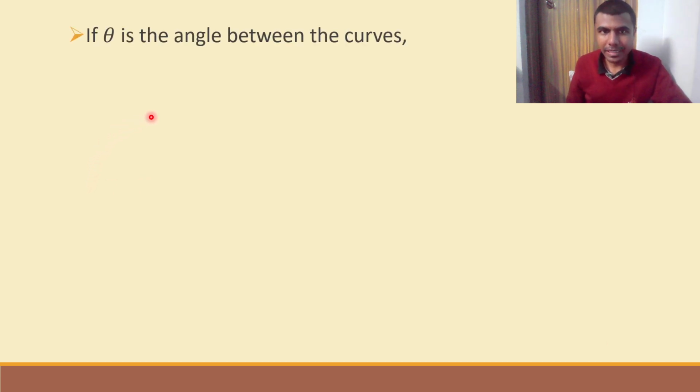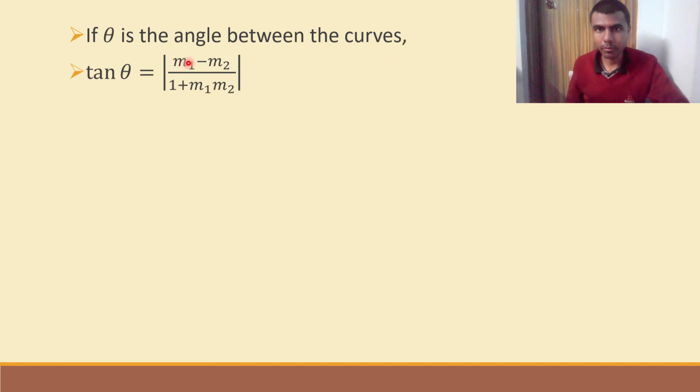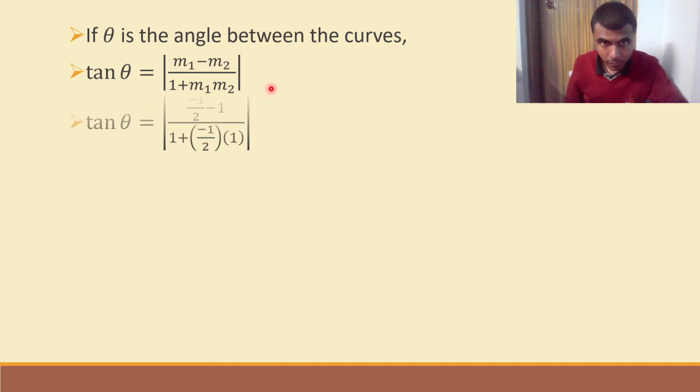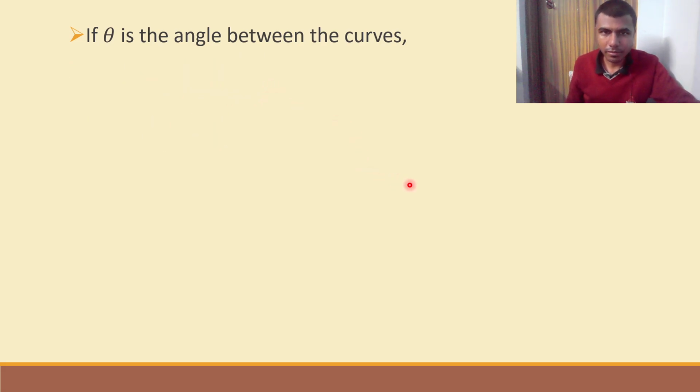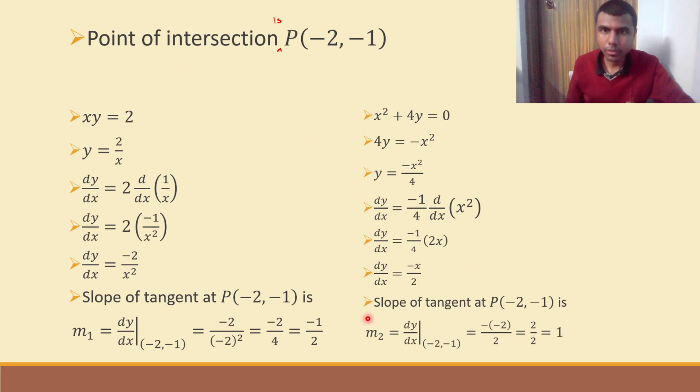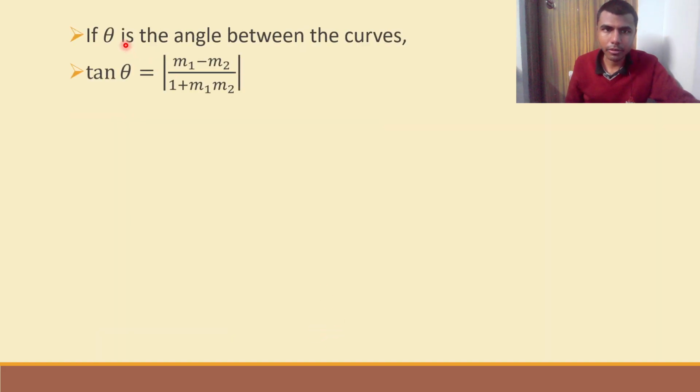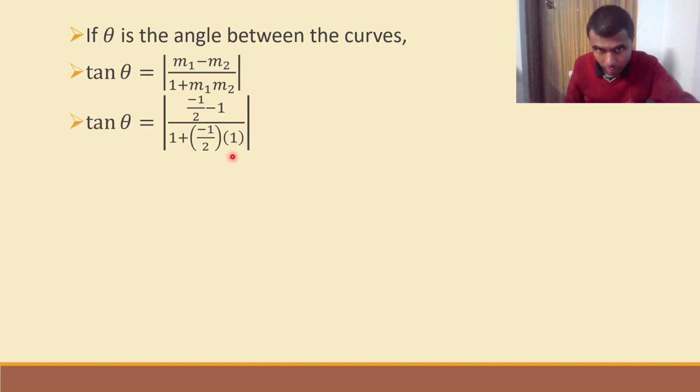Now tan theta, if theta is the angle between the curves, the tan theta formula is nothing but mod of (m1 minus m2) by (1 plus m1 m2). So m1 is -1 by 2 and m2 is, I'm sorry, 1. So m1 minus m2 is -1 by 2 minus 1. Just substituting m1 and m2: m1 is -1 by 2, m2 is 1, so 1 plus (-1 by 2) into 1.